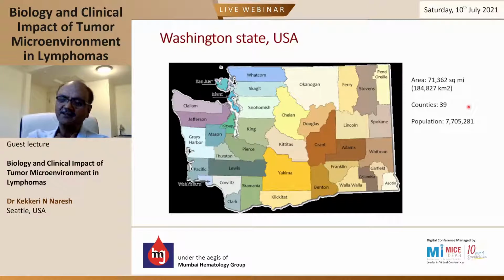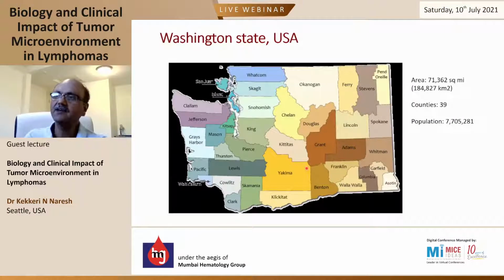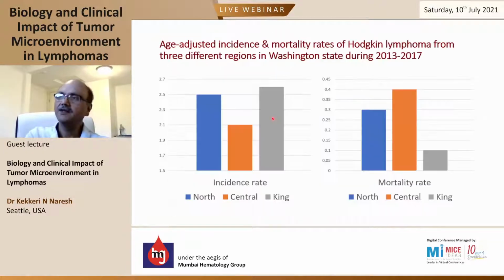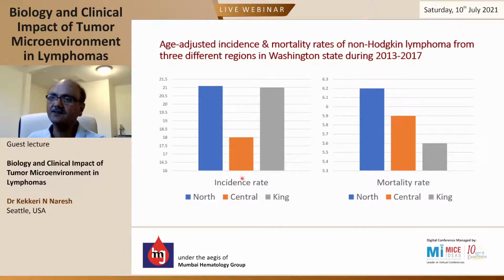And when we looked at the population registry data on incidence and survival, there were some important differences. This is King County, and Seattle would come within the King County area. If you look at the incidence rate of Hodgkin lymphoma, the lowest incidence rate is in the central region, but the mortality rate in the central region is the worst, whereas in King County incidence is fairly high, but mortality is very low, whereas in the northern region and central region, mortality is much higher than in King County. And similarly, when we looked at non-Hodgkin lymphomas, you see that the incidence is low in the central region and the mortality is high in the central region.